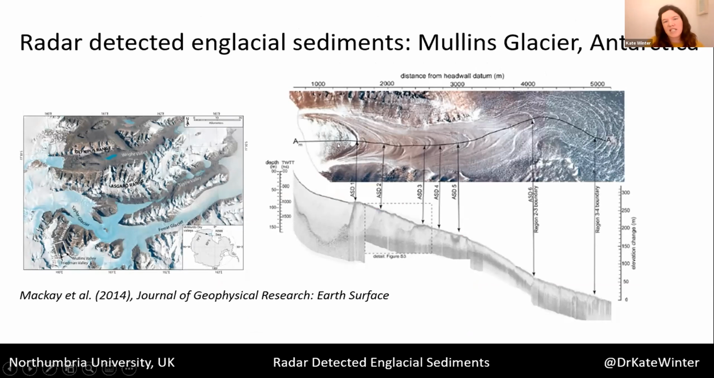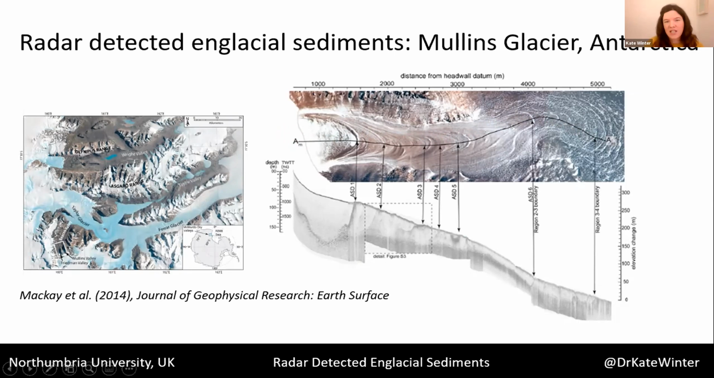And what they did here is they did a radar traverse down this glacier, the Mullins Glacier. Now this glacier is covered in sediments, so you would expect these sediments underneath it. So it's a great proof of concept: can we see where these sediments have come from? And the answer is very much yes.